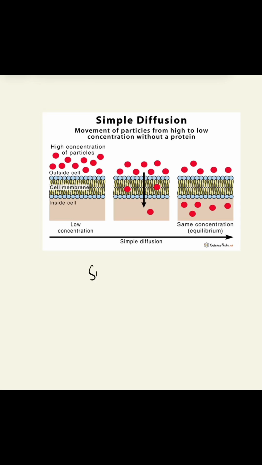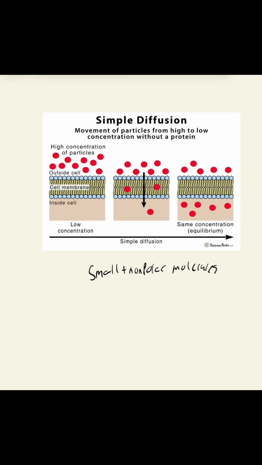So it only allows for small and nonpolar molecules. Okay, so examples include oxygen, carbon dioxide, and steroid hormones. Water is a special case. It is polar, but because it's so small, it can pass through the bilayer directly, although it primarily moves through aquaporin channels. Large molecules, charged ions, and polar molecules cannot cross by simple diffusion. They require protein-mediated transport.